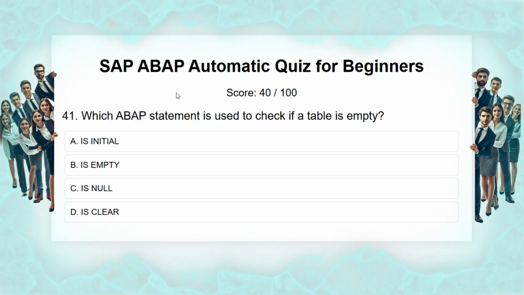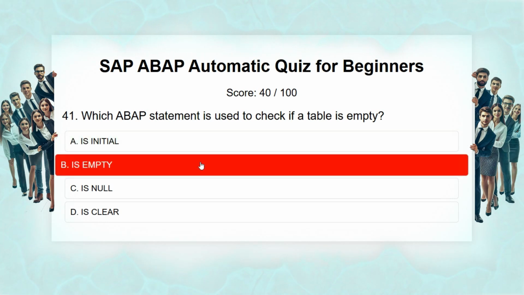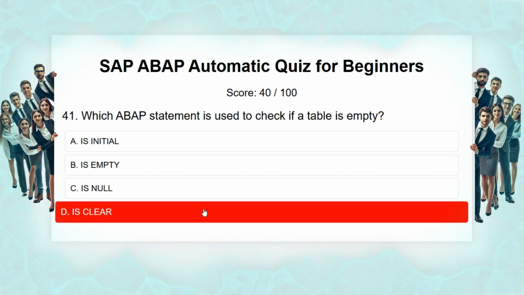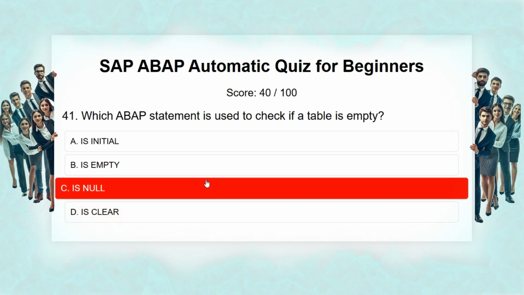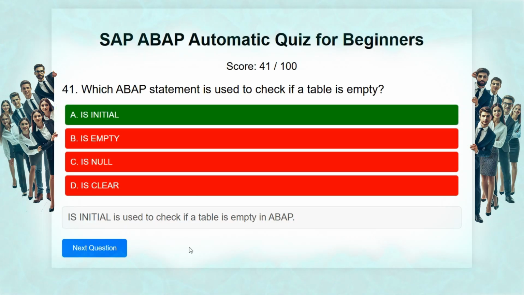41. Which ABAP statement is used to check if a table is empty? A. Is initial. B. Is empty. C. Is null. D. Is clear. Correct answer. Is initial is used to check if a table is empty in ABAP.